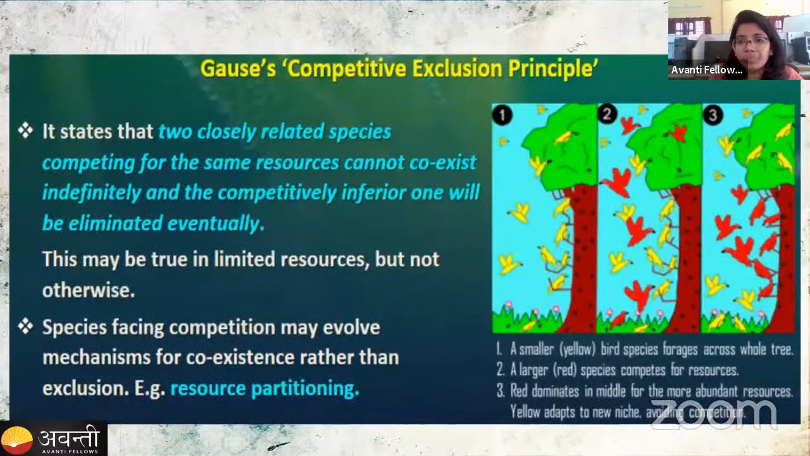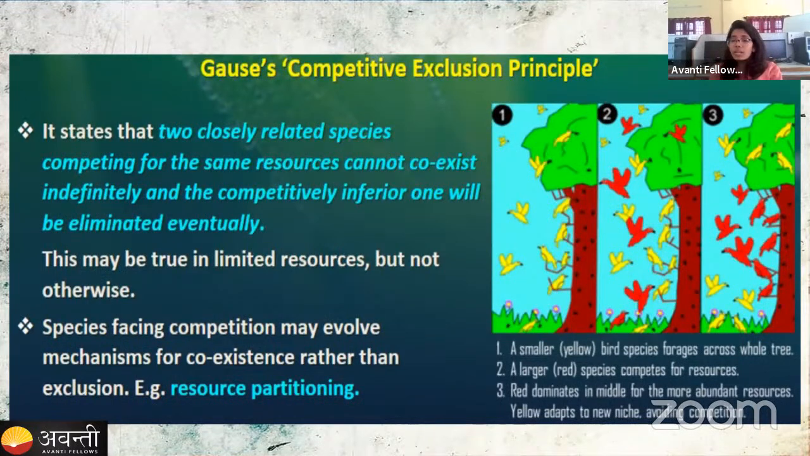Right. So here one scientist, his name is Gause. Gause explained the competitive exclusion principle. What he explained states that two closely related species competing for the same resources cannot coexist, which means if there are two organisms, you can see the yellow colored birds and the red colored birds.